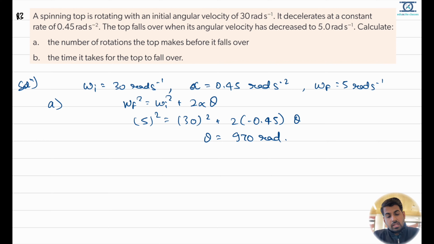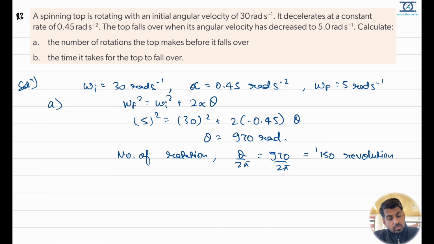Now this is the total angle swept in this particular situation. Now we have to find the number of rotations. For that, in one rotation the angle is 2 pi. So the number of rotations will be theta upon 2 pi, which is 970 upon 2 pi. This comes out to be nearly equal to 150 revolutions. So the total angle divided by 2 pi will give you the number of revolutions, because in one revolution 2 pi radian has been covered.